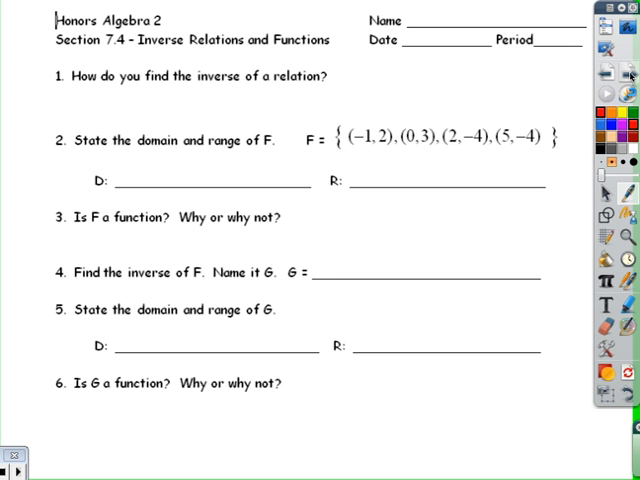All right, so if we're looking at this, in the textbook you would read, how do you find the inverse of a relation? Well, in the textbook it explains that the inverse of a relation is found by switching the x and the y values.